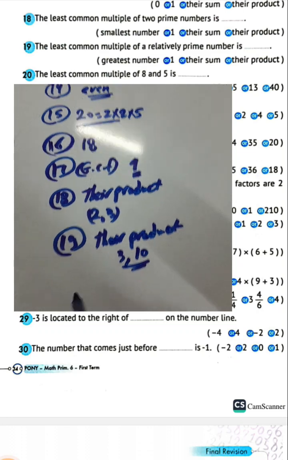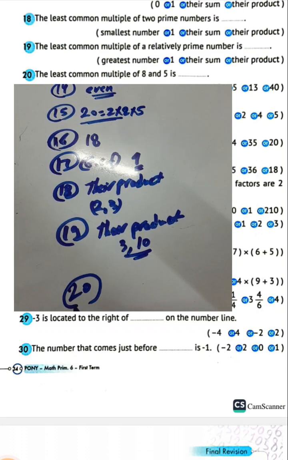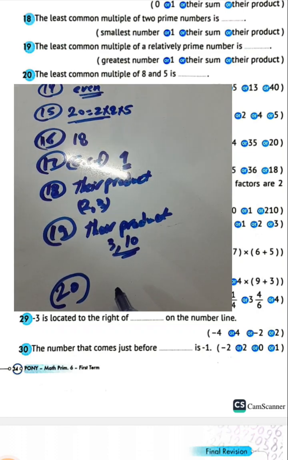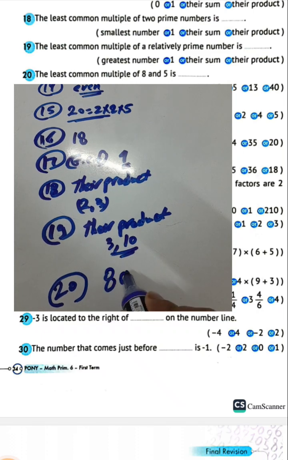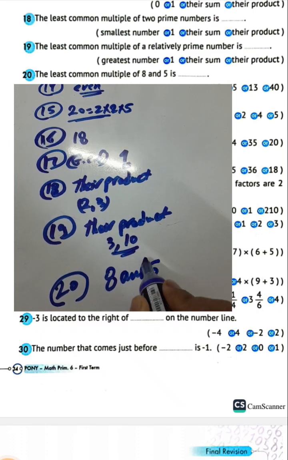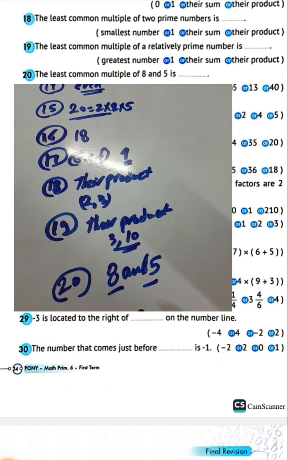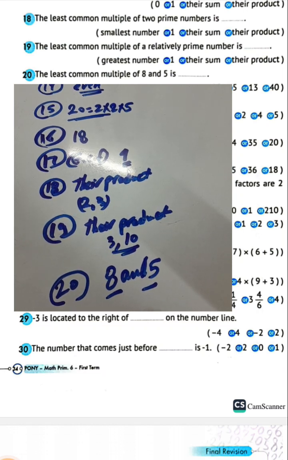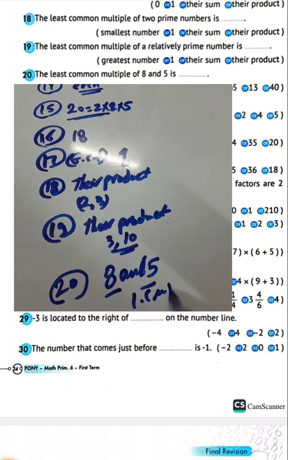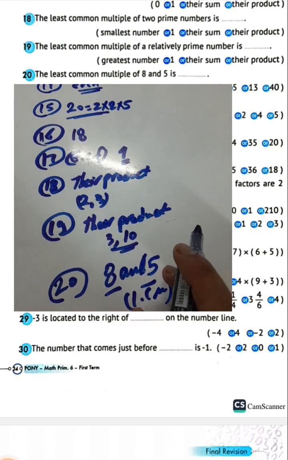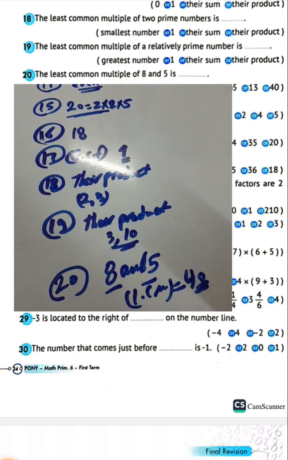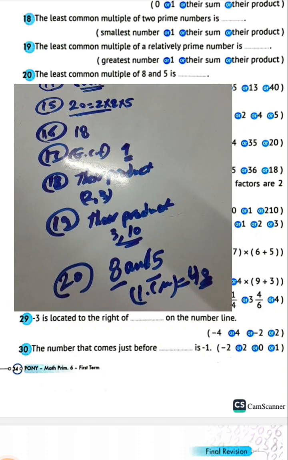And then question 20, the least common multiple of 8 and 5. We know 8 and 5 are relatively prime numbers because the highest common factor between 8 and 5 is 1. Then the least common multiple of 8 and 5 will be the product between them. 5 times 8 equals 40. Then the result here equals 40 for question 20.